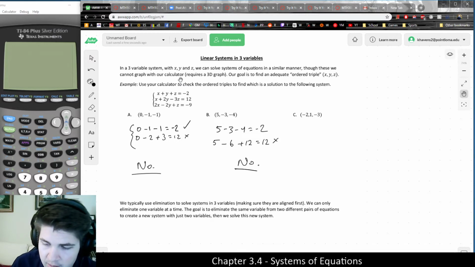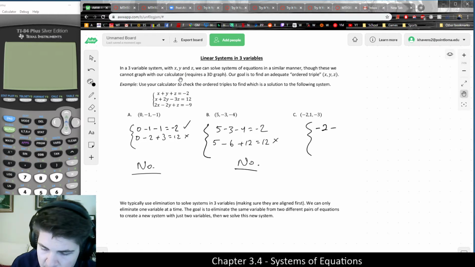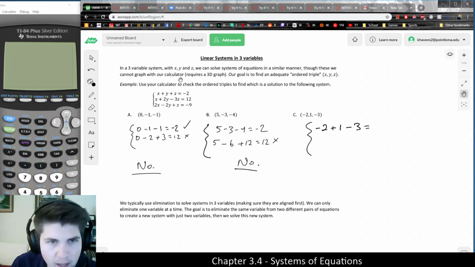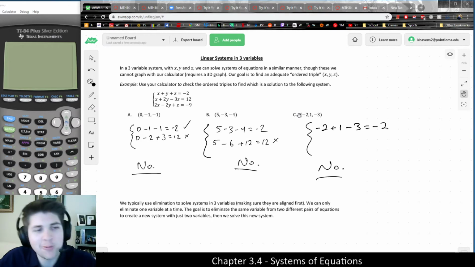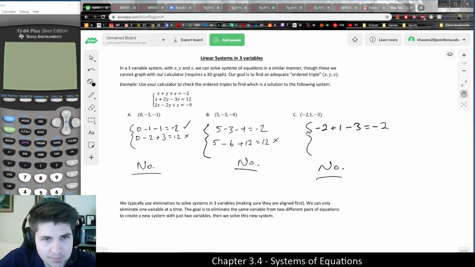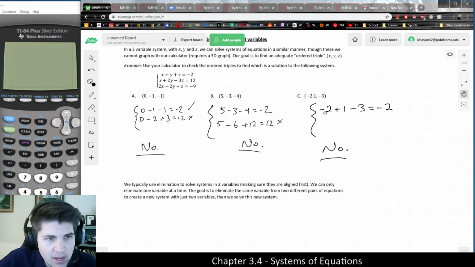Let's go ahead and check it. I don't actually remember if it works or not, but the only way to know is to test it. So if I plug it in the first equation, -2 plus 1 minus 3 equals -2. No. So actually that one's not going to work either. So anyways, what is the answer? I don't know. I didn't give a proper option, but the only way we could find it is to make sure it works in all, which none of these do.